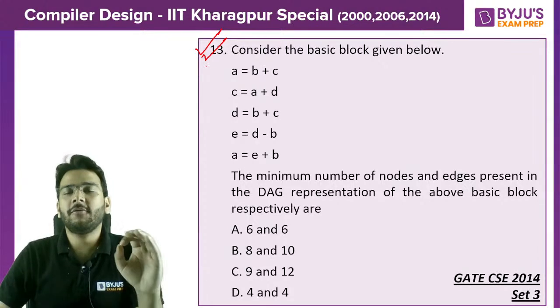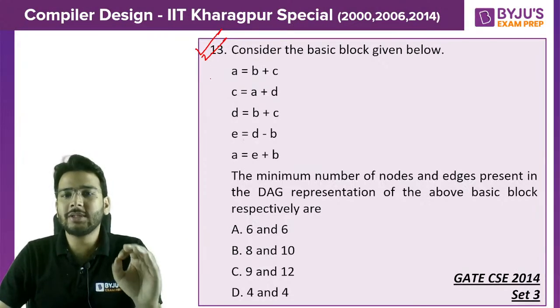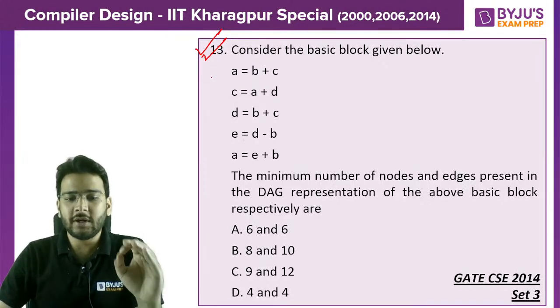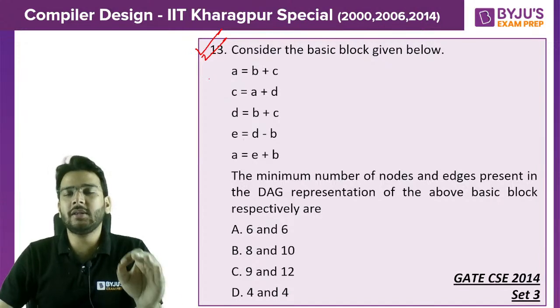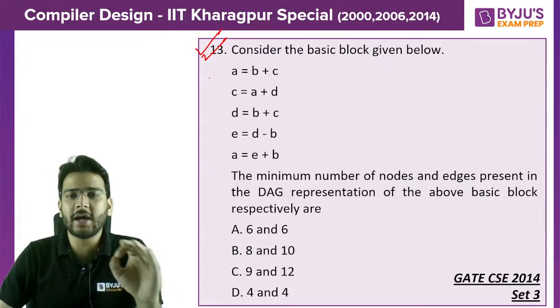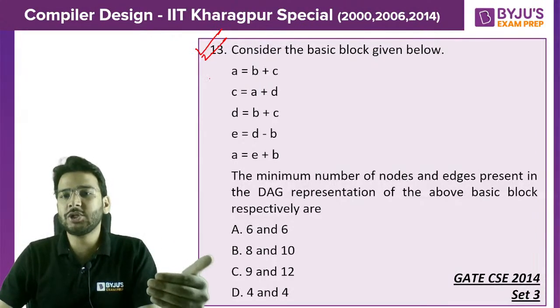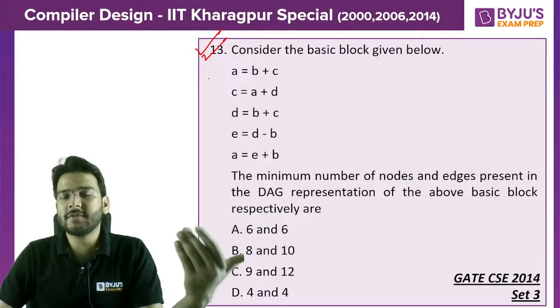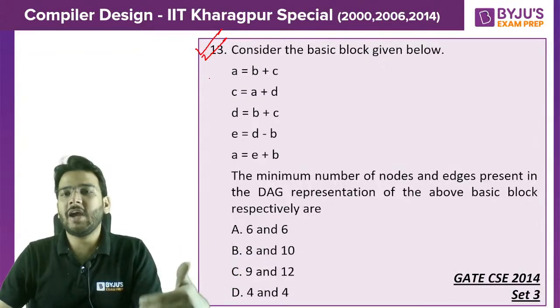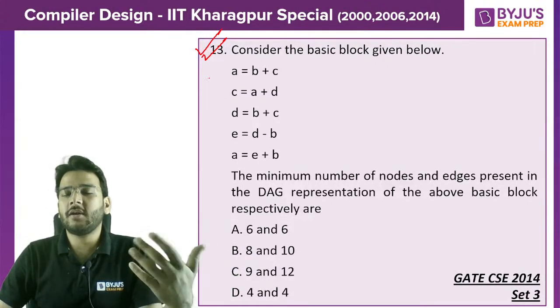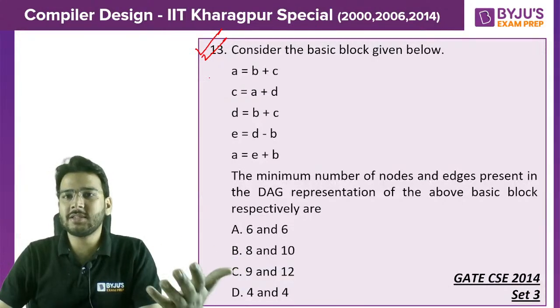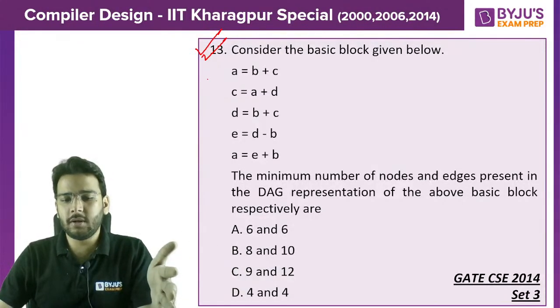Very frequently asked question. Now this is based on DAG. DAG is a very important topic in code optimization and ICG. Basically, in ICG, one of the representations is DAG. We have syntax tree also, correct? We have three address code also, and we have others, like SSA, single static assignment.